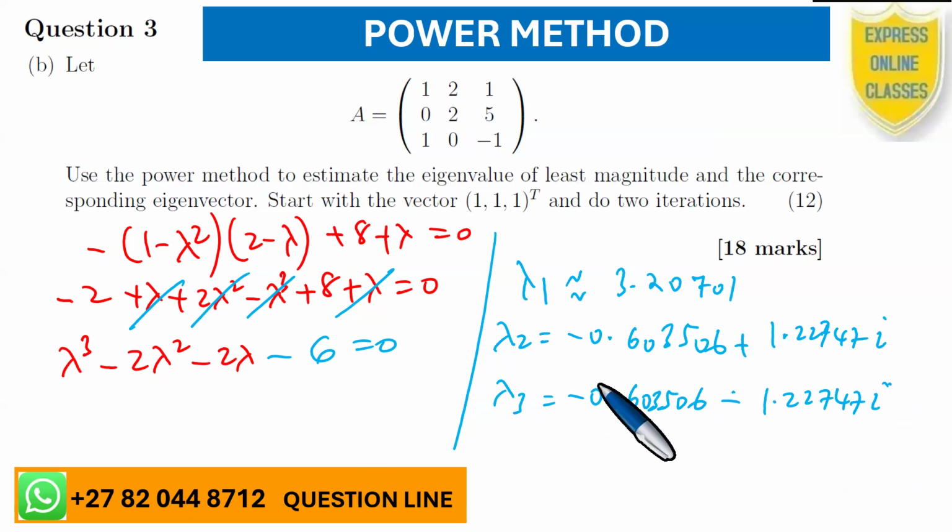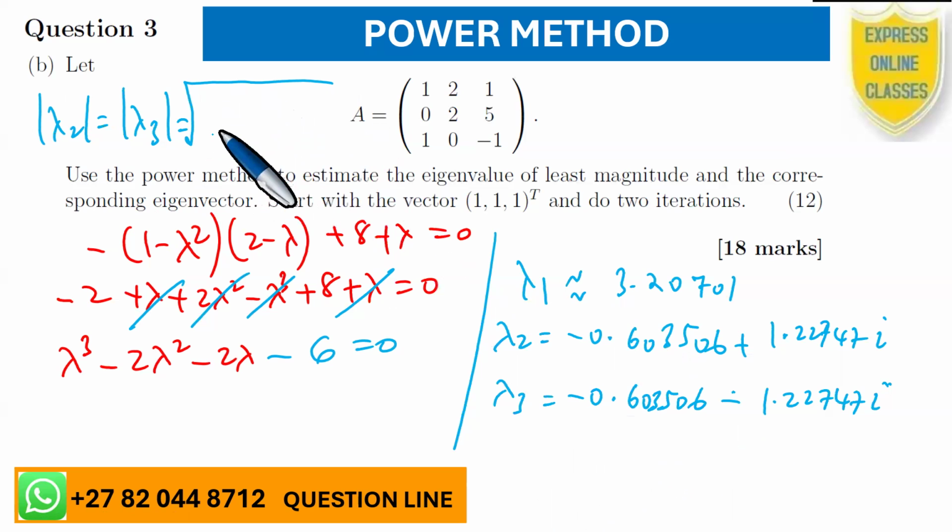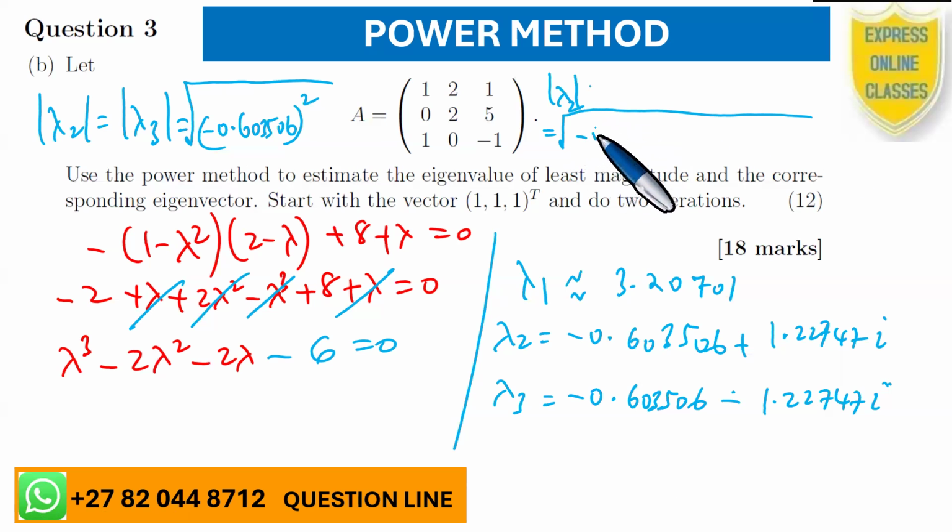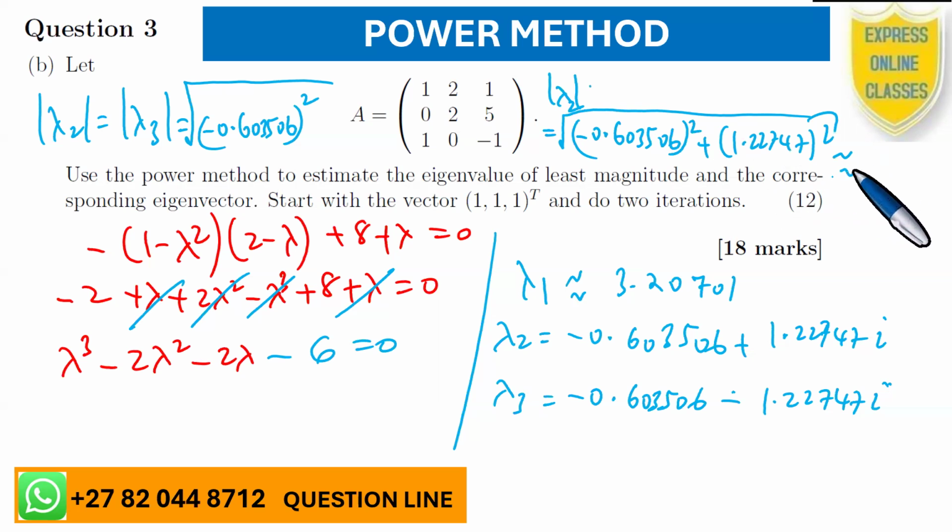Right, so with these eigenvalues, once again, we need to speak about the one of the least magnitude. These two would have magnitudes that compare because they are conjugates of each other, but this one is 3.2. What would the magnitude of the others be? The magnitude of lambda 2 is going to be the magnitude of lambda 3. By the Pythagorean theorem, it's going to be the square root of minus 0.603506 squared plus 1.22747 squared. So you take the square root of this.